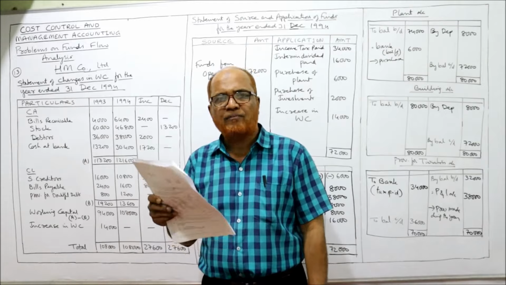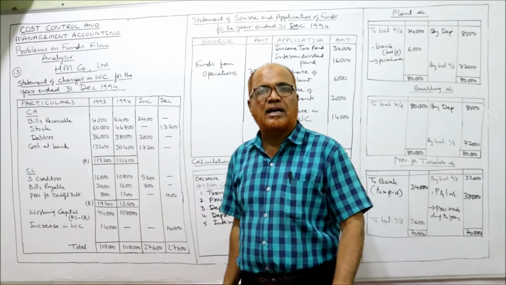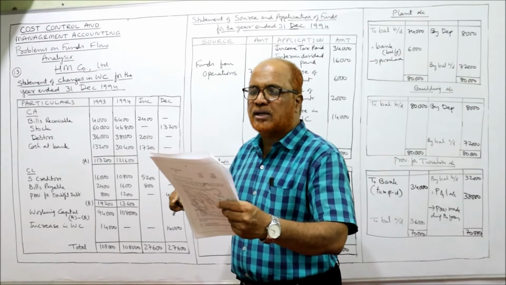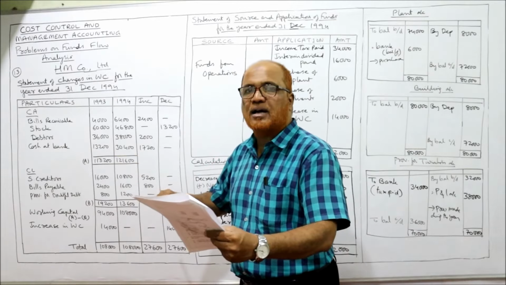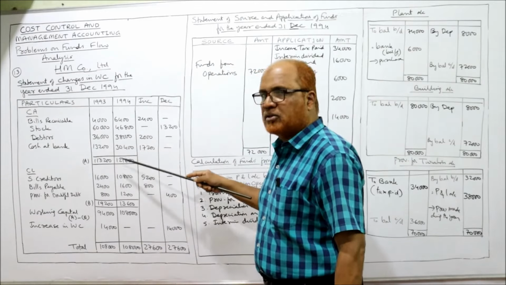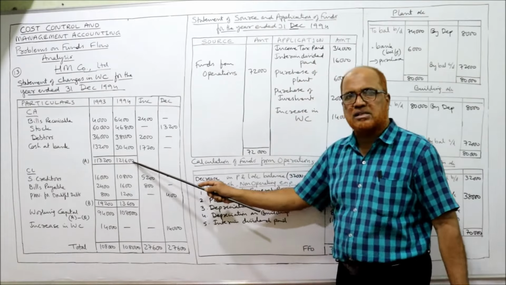That's it. First of all, we will make the statement of changes in working capital by taking current assets. The current assets are bills receivable, stock, debtors, bank. These are the current assets. Whatever values are given in the problem, the same values I have copied. The total current assets are 1,13,200 and 1,21,600.